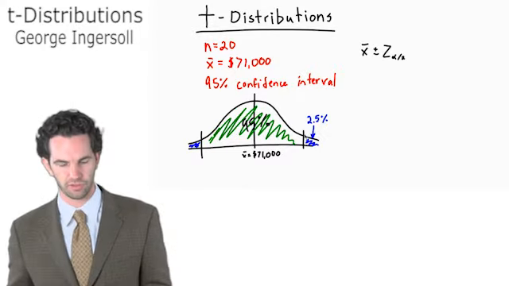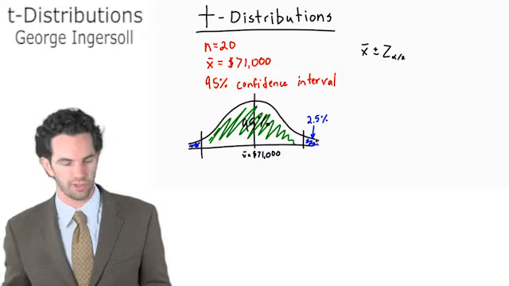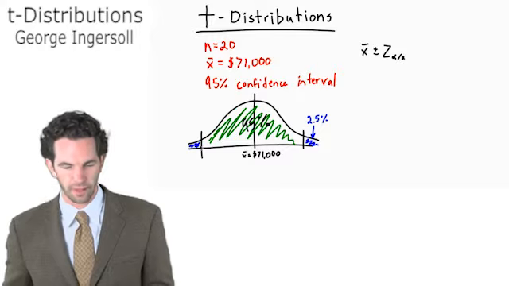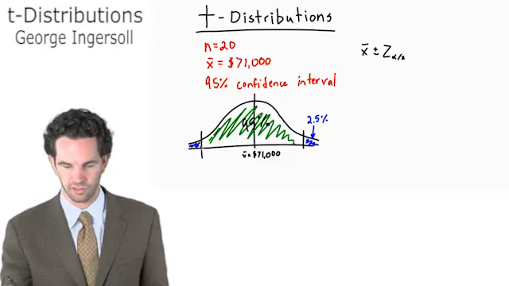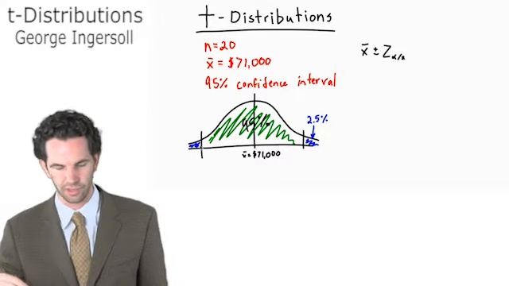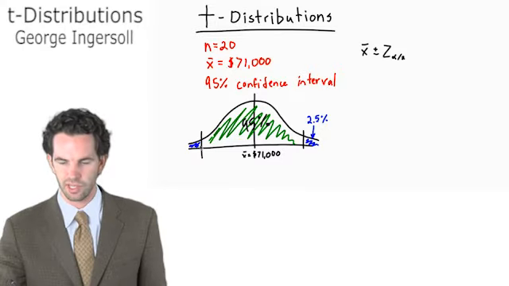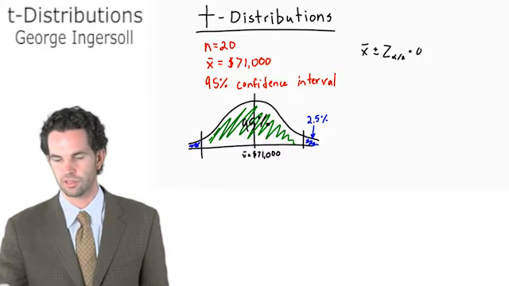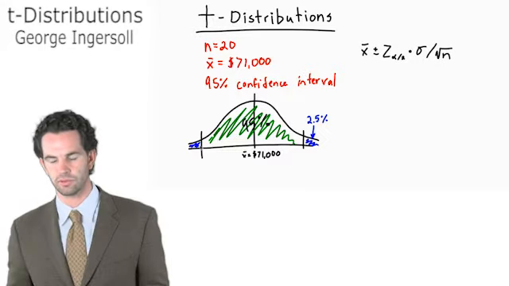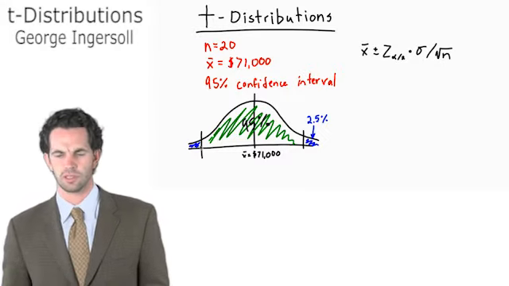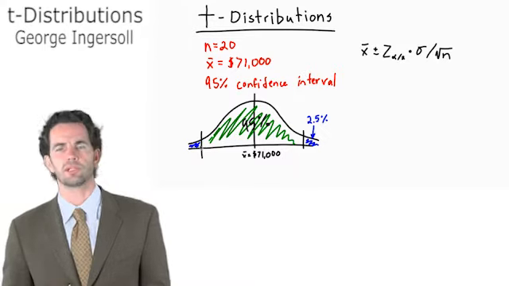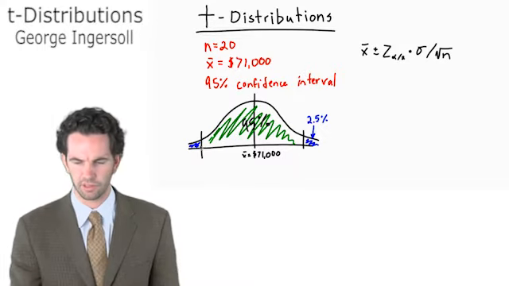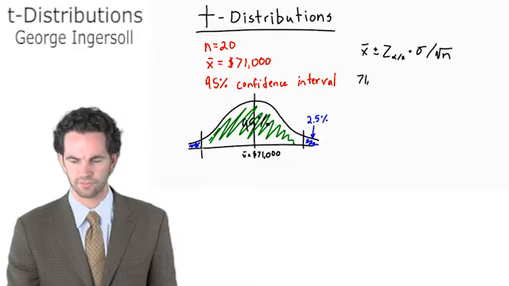So we're looking for a z value here such that we're going to only end up with 2.5% to the right of it. Same thing over here. In this case, our alpha is 5%, so our alpha divided by 2 is going to be 2.5%, times our standard deviation divided by the square root of n, which is our standard equation. And a lot of this information we have. We've got our x bar, so that's 71,000.